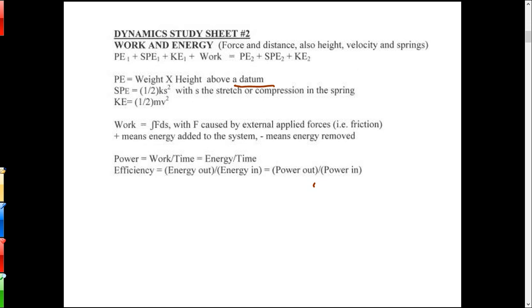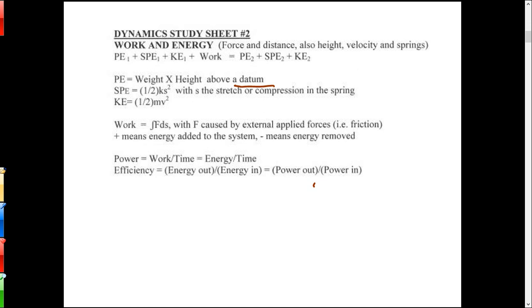Then we have work that comes from outside the system. That's the force times the displacement. In our problems, work is usually some type of friction, or air resistance or something like that. Something from outside the system that's affecting it.